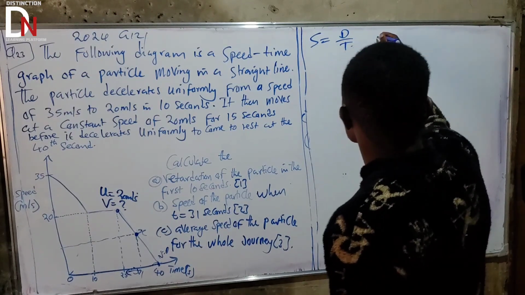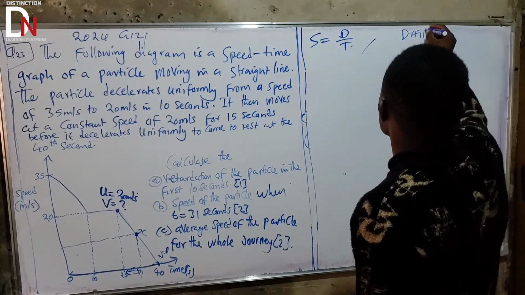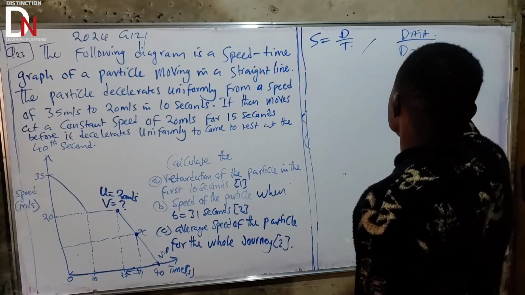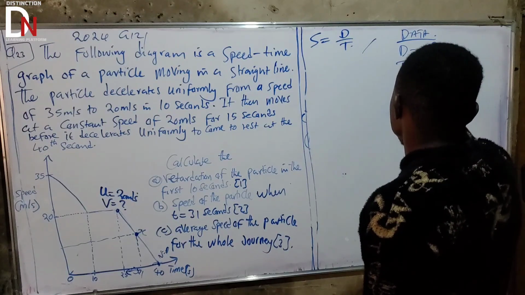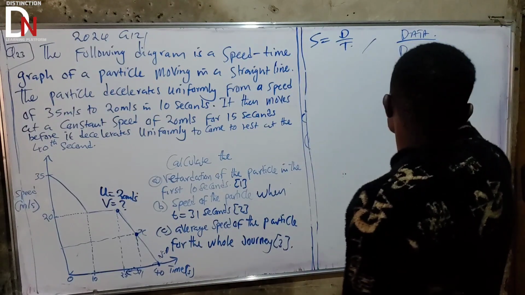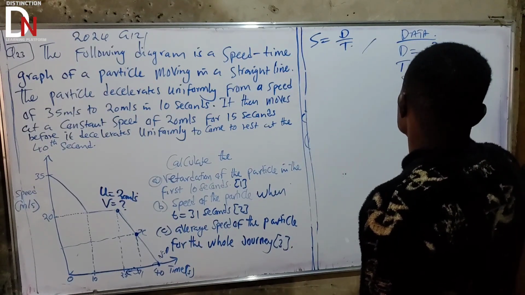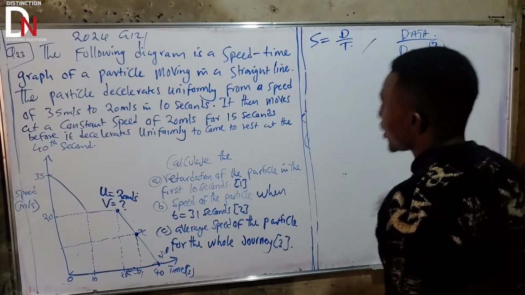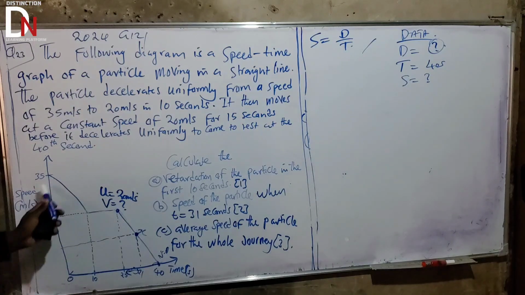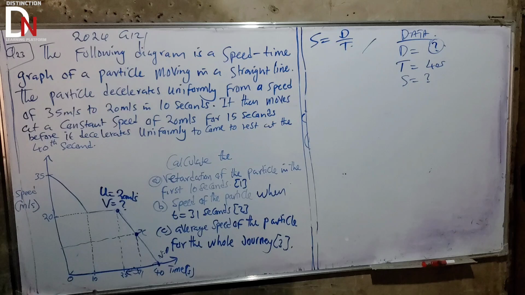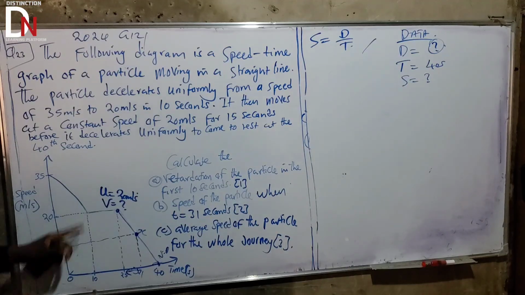In this case, when we are collecting data, our distance here can be found, isn't it? But what was the time taken for the whole journey? It was 40 seconds. As for the distance, it can be found by looking at the graph. If you look at this graph, we want to find the distance, and the distance covered is basically just the area under this graph.